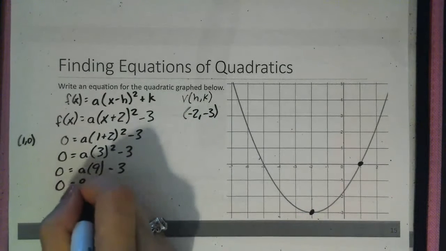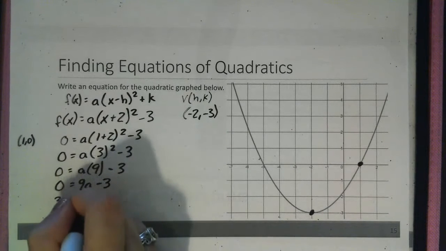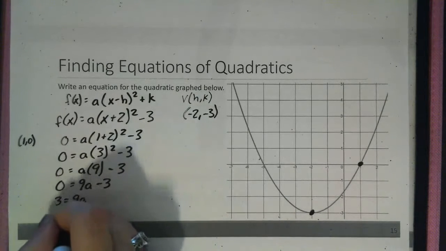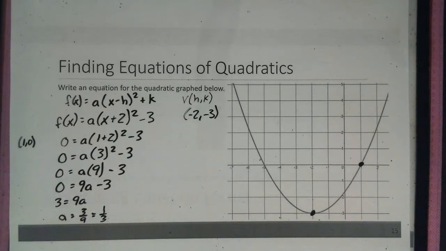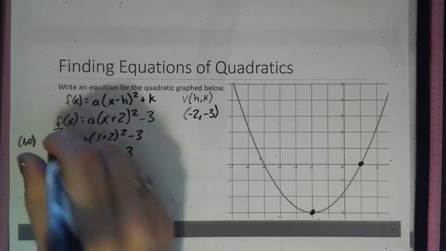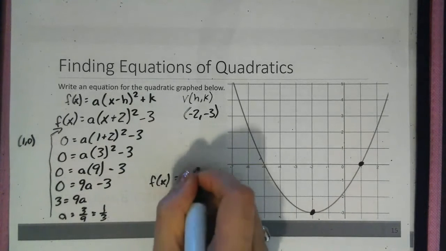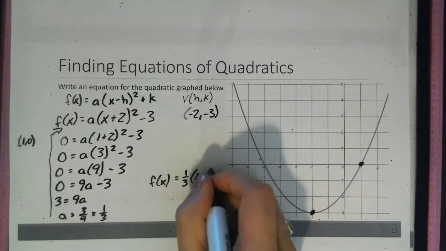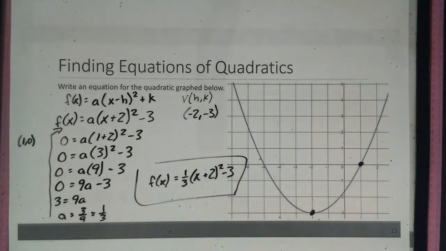But a times 9 is just 9a. So 0 equals 9a minus 3. I add the 3 over. 3 is equal to 9a. Divide by 9. a is equal to 3/9, which simplifies to 1/3. Now that I know what my a value is, I need to plug it in. My function is f of x equals 1/3 times x plus 2 squared minus 3. That is an equation for this graph. So that's kind of interesting.